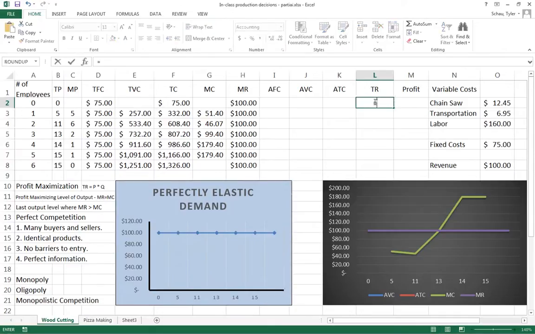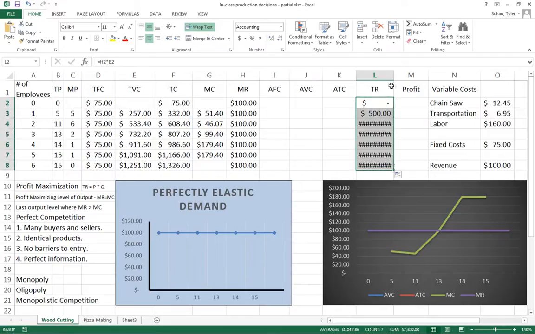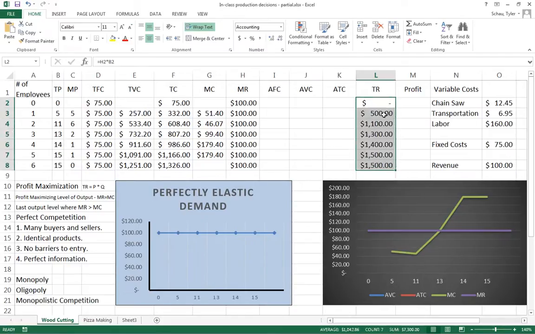Take the total revenue. Since marginal revenue is price, we can just take that marginal revenue number times production quantity, total production. Obviously, we don't have any total revenue when we don't produce anything. I can auto fill down. I've got to make that a little bit bigger, and you can see what the total revenue is. And again, that's just taking the price, $100, times total production.